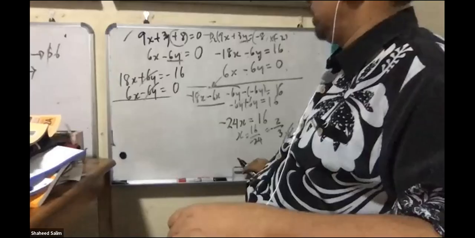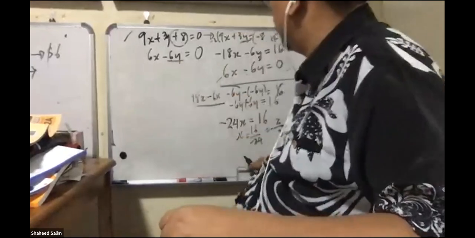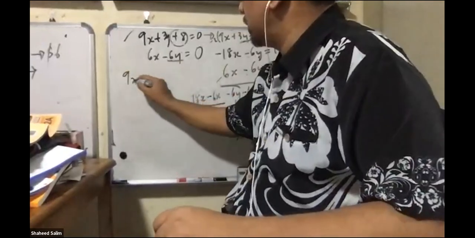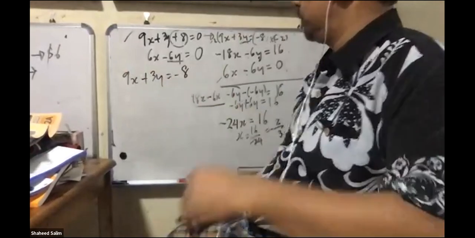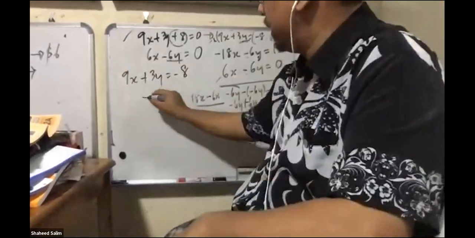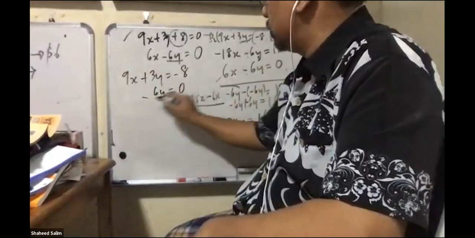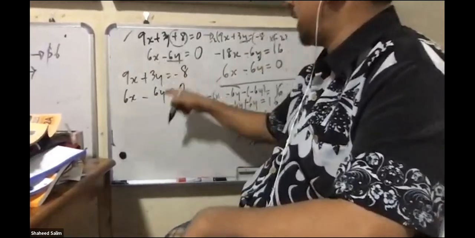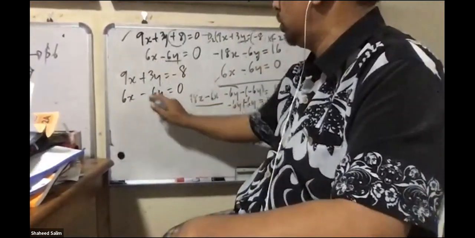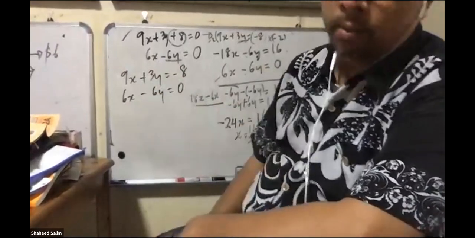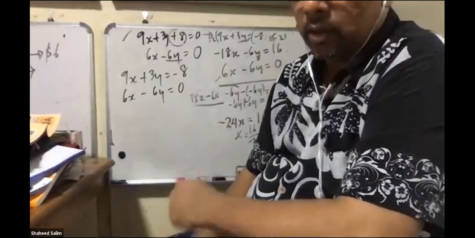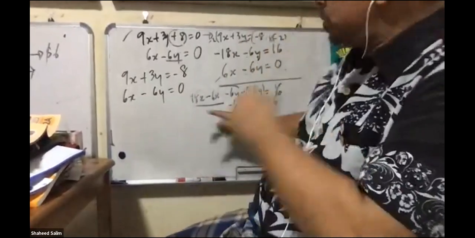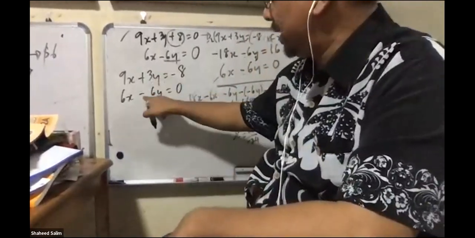Yes. So now, down here, we start from here. Now you got 9x plus 3y equals to negative 8. And then down here you got minus 6x minus 6y equals to 0, correct? These are not the same. You cannot minus. I want to make them the same. So for me, I prefer to times by a number to make this exactly the same as this.